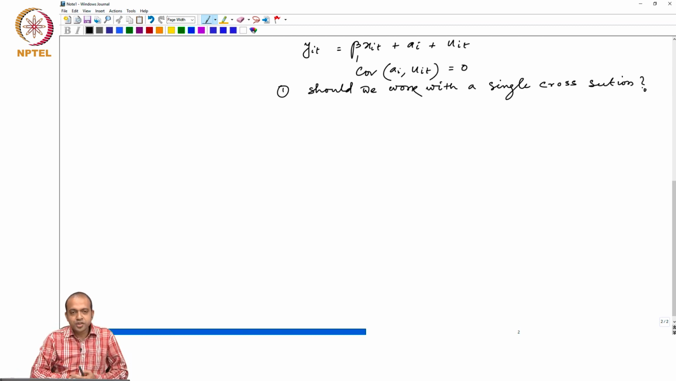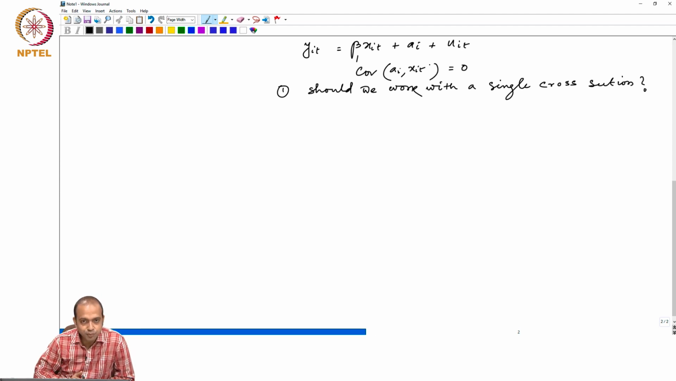We can actually work with a single cross section when the unobserved effect is not correlated with the explanatory variable. Sorry, I made a mistake, here this is XIT. The main reason for using panel data, if you recall, is that if you use more than one period's data, then we can eliminate AI by first difference or fixed effect transformation. That was our objective.